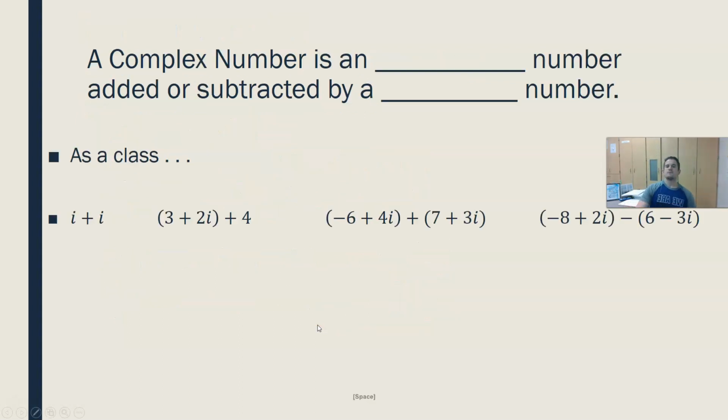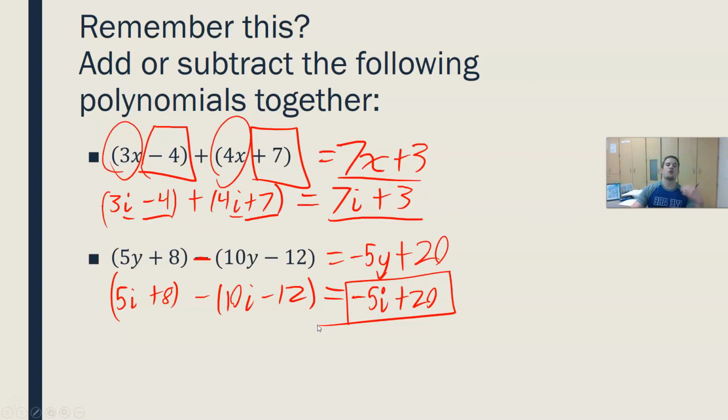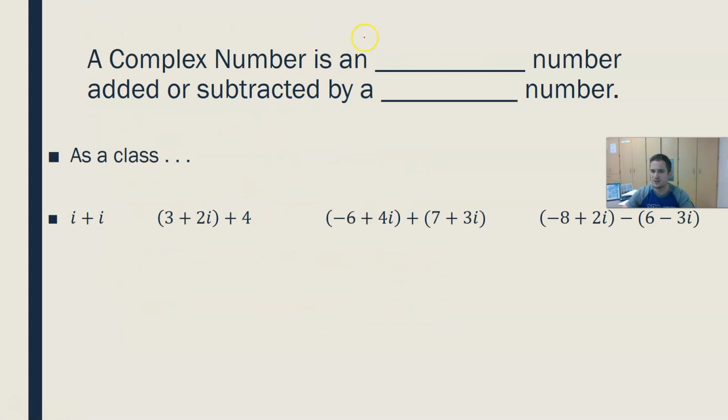So, when I am adding together complex numbers, it's just like adding and subtracting together polynomials. I'm combining like terms. Combining my imaginary numbers together, so the ones with i's, and combining my real numbers together, the ones without i's. So, as a reminder, a complex number is an imaginary number added or subtracted by a real number. So I'm going to go ahead and practice a few of these adding and subtracting together.